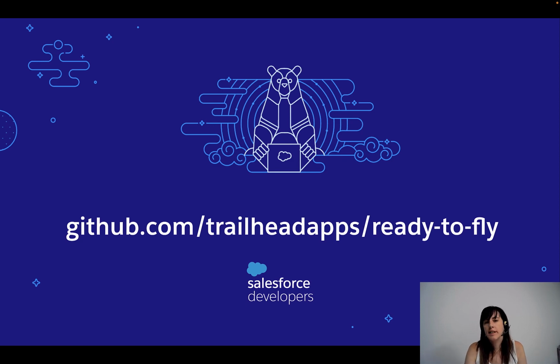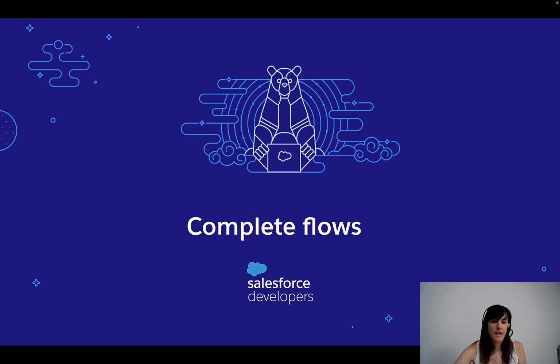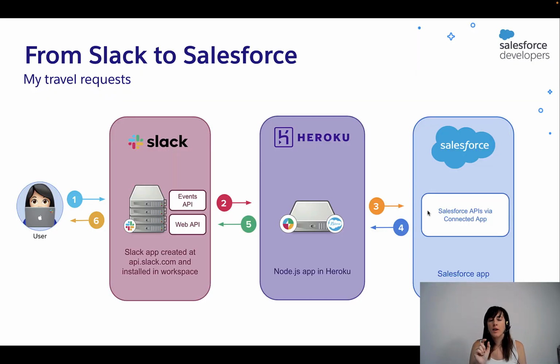The code of this app is available at github.com/trailheadapps/ready-to-fly. I was going to tell you that to take a look at the code, first I want to take as an example one of the flows that we are using. Okay, the integration that occurs when you open the app homepage. So what happens when you open the homepage? So first, the user performs that interaction with Slack.